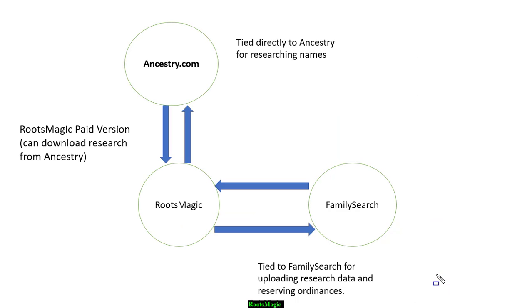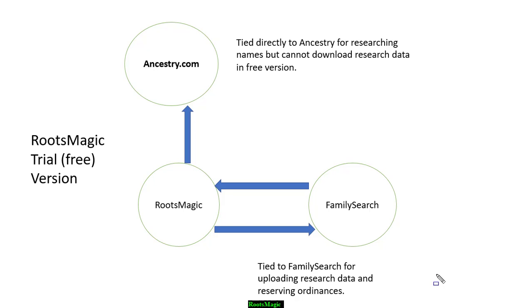So the way it works, RootsMagic is kind of in the middle. You'll see that you can upload to Ancestry.com and download from Ancestry.com. And this is really ideal for doing information and research on people who, quote-unquote, need more information. You also see that it will bring information from FamilySearch and also port information from your research into FamilySearch. This is the paid version.